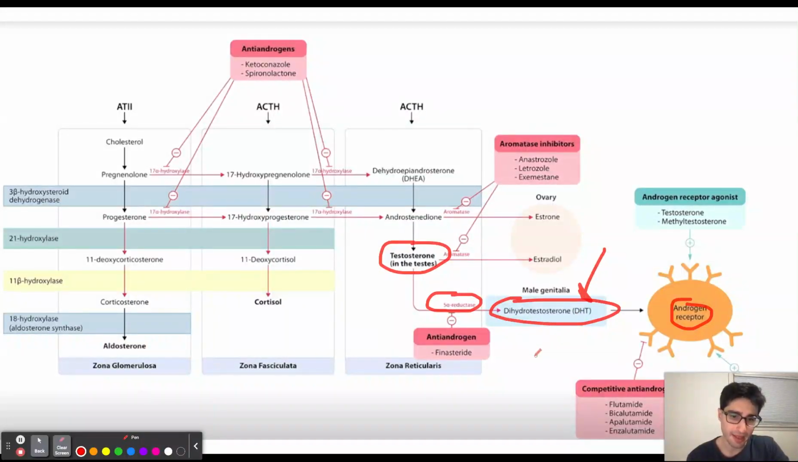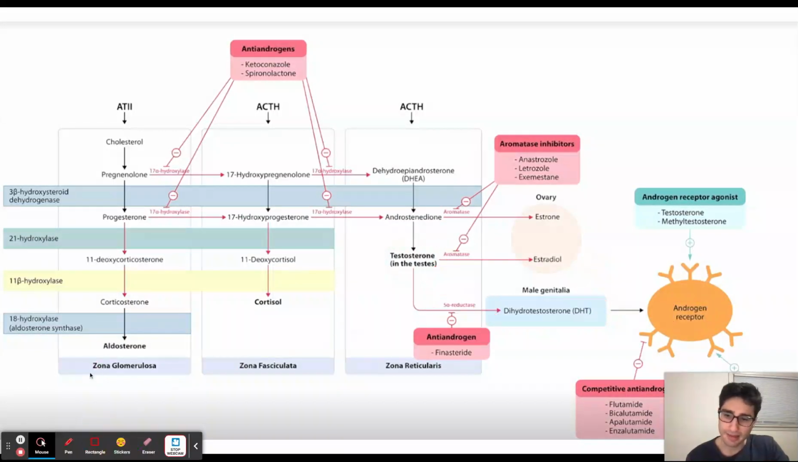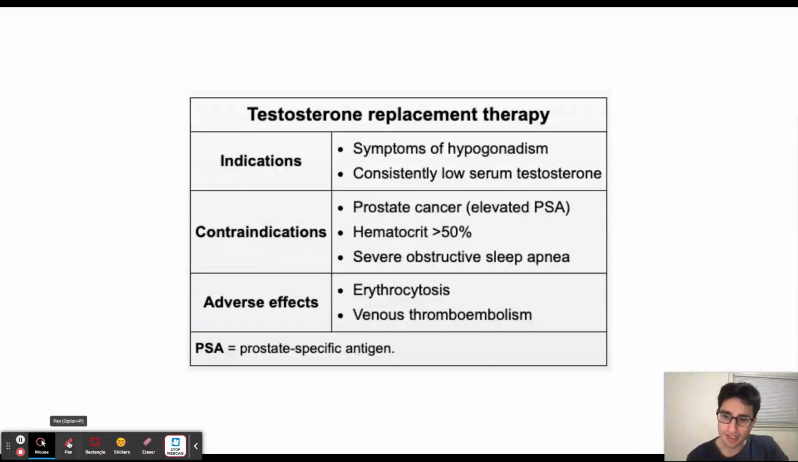And if we have an increase in dihydrotestosterone, then that can put patients at a higher risk of developing prostate cancer because we're going to be growing the prostate. And remember that the prostate produces PSA, so if we have more prostate tissue, then we will also see elevated PSA levels.